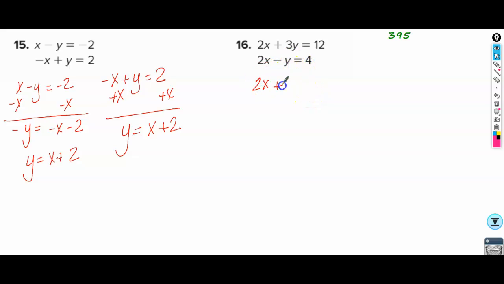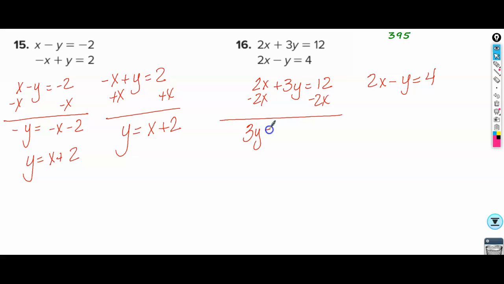Okay, and number 16, we want to put these in slope-intercept form. So we have 2x plus 3y equals 12, and 2x minus y equals 4. Subtracting 2x from both sides gives us 3y equals negative 2x plus 12. And then we divide everything by 3.